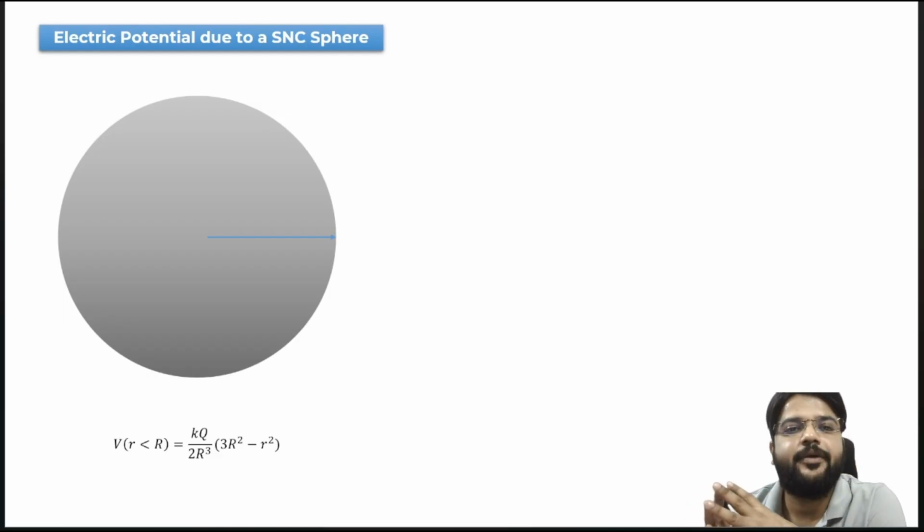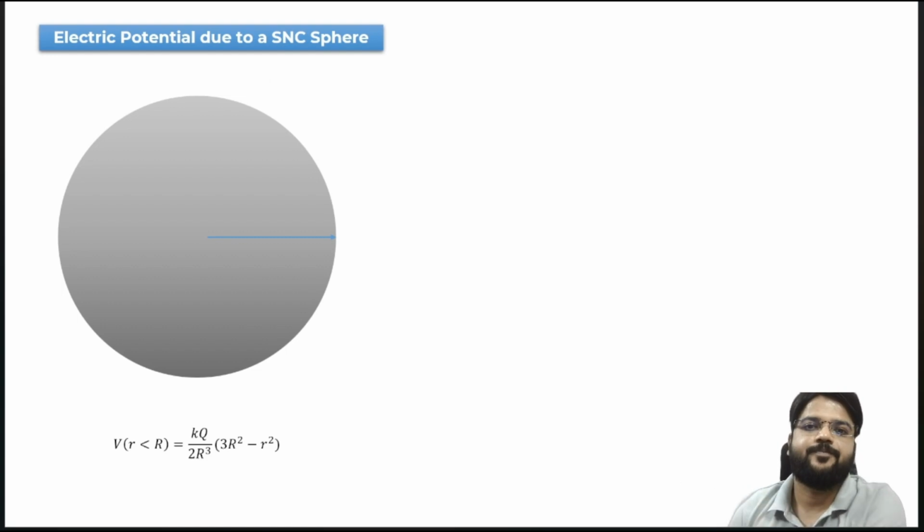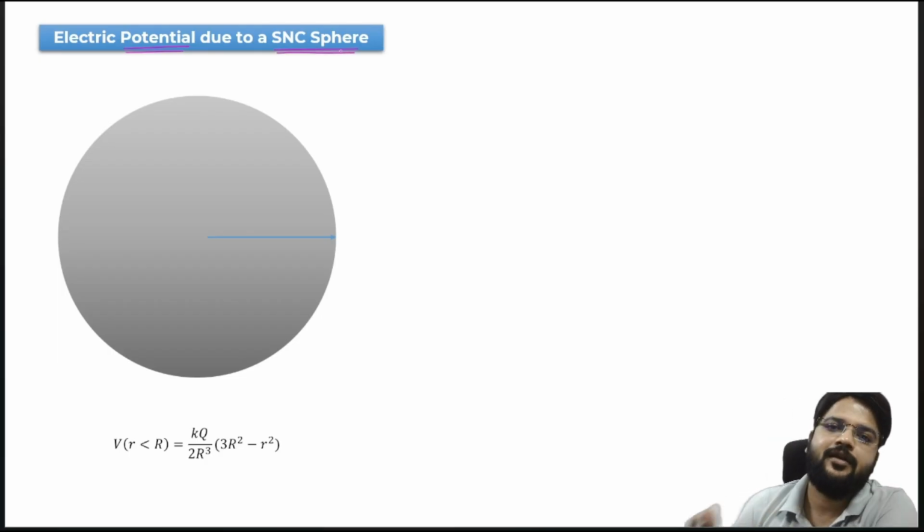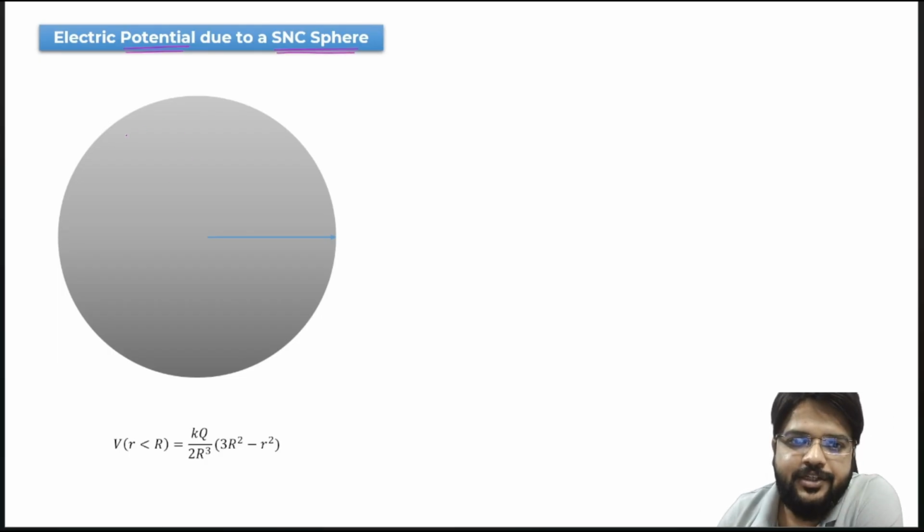Let's see the next topic, everyone: electric potential due to a solid non-conducting sphere. Now we want the electric potential inside a solid non-conducting sphere. Here the charge is distributed uniformly on this solid non-conducting sphere, so the charge is present uniformly everywhere. Let's suppose the total charge is q, everyone.